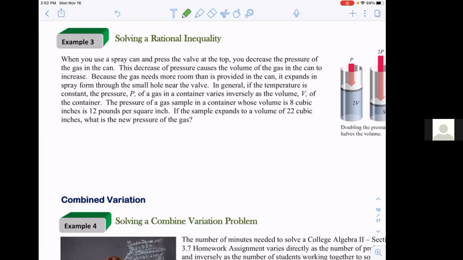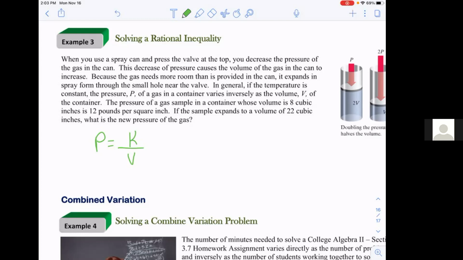In general, if the temperature is constant, the pressure P of a gas varies inversely as the volume of the container. And actually, I digress. I don't think we need to set this up as a multiplication problem. I think we just need to set this up as it reads. So we're going to go back to this. In general, then, if the temperature is constant, the pressure P of a gas container varies inversely, so it sets up as a fraction, as the volume of a container.